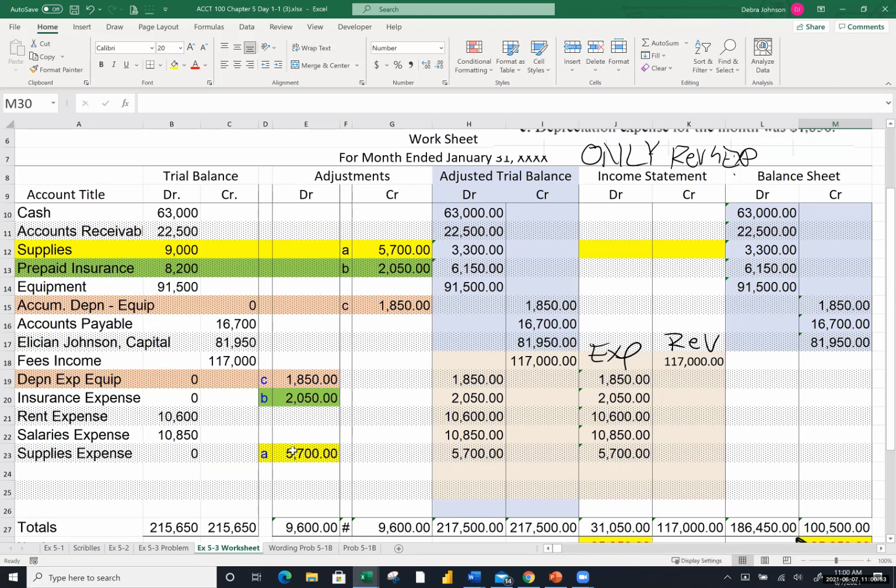The good news is you guys know how to do the financial statements. The only thing that's really going to change is the presentation of the equipment, like I showed you earlier on that other exercise, because now we have that accumulated depreciation to deal with.